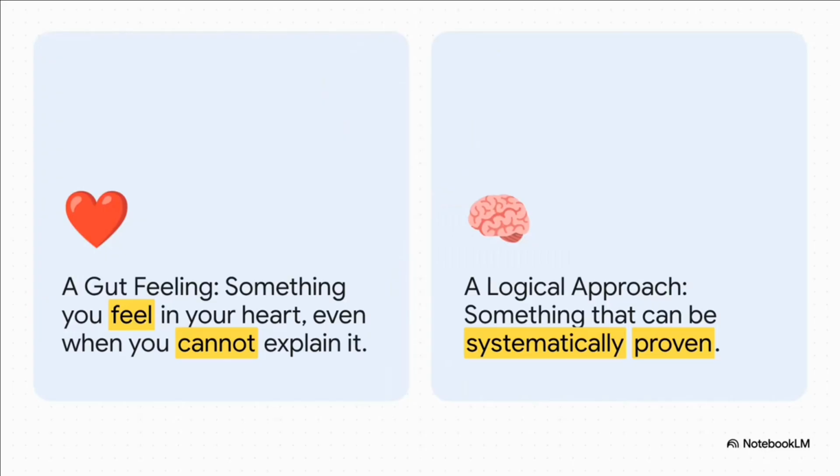So usually when we think about it, we kind of fall into one of two camps. Is truth just a gut feeling? Something you just know is right, deep down, even if you can't really explain why? Or is it something more concrete, something you can actually prove with logic and evidence? The source material we're looking at today really leans into that second idea, that a logical approach can give us a much clearer and, frankly, more powerful definition.